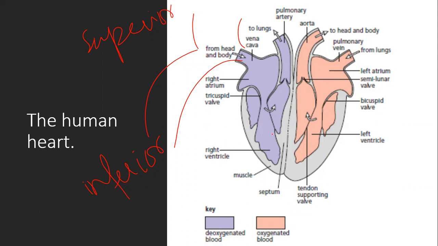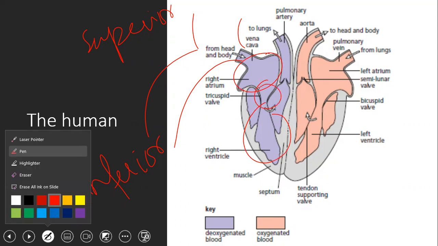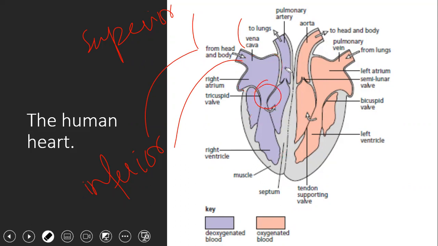After that, the right ventricle has to contract. But before the right ventricle can contract, the valve has to close. So we have a valve between the atrium and the ventricle, this valve over here. The general terminology for this valve is atrioventricular valve.